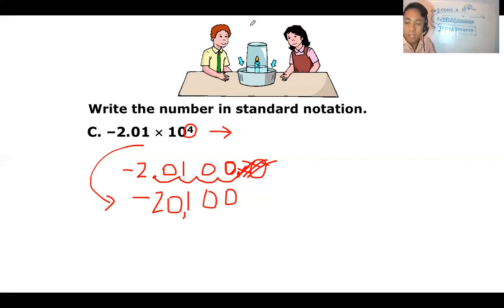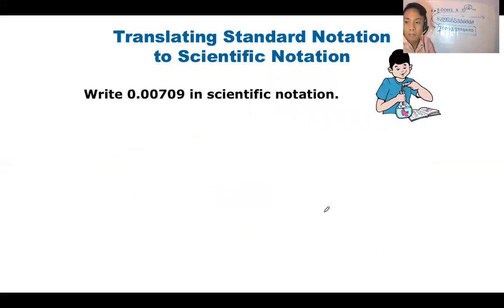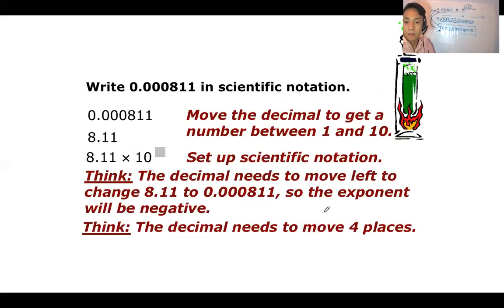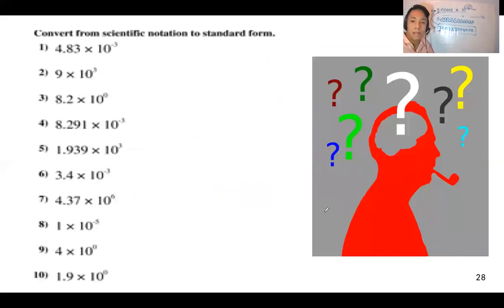Okay, are you ready for your quiz? So this is your quiz for the first hour. Okay, this one. It says here, convert from scientific notation to standard notation or standard form. So our number one is 4.83 multiplied by 10 raised to negative 3.